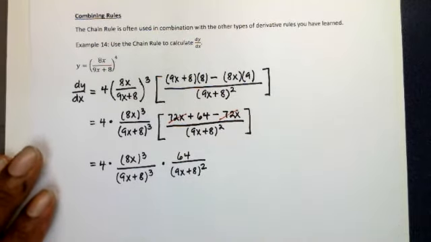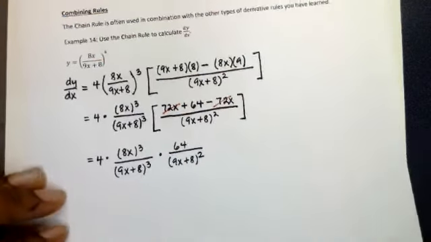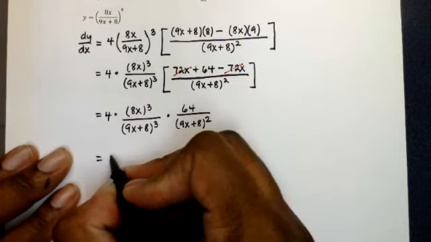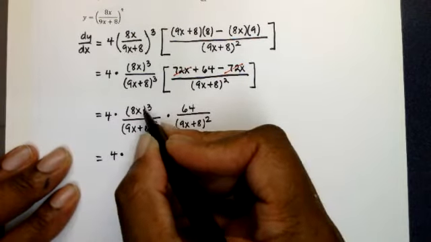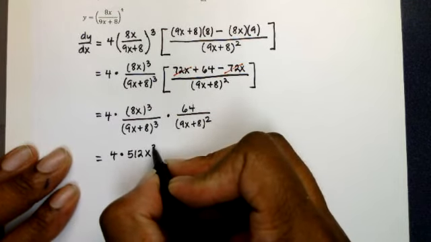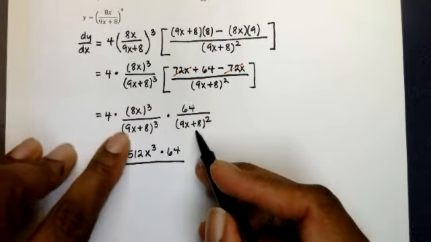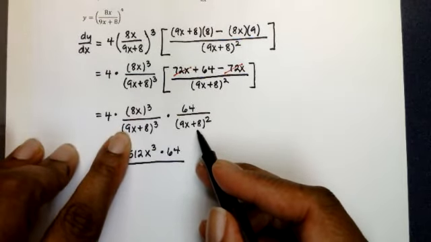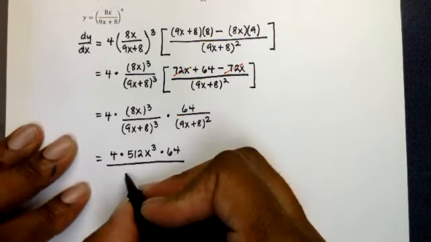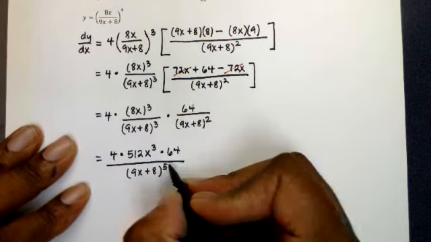All right, in this case here, let me simplify 8x cubed. This will be 4 times 8 to the 3rd, which gives me 512 x cubed, times 64. All that's divided by, notice in my denominator, multiplying powers of the same base, I bring the base over and add the exponents. So that base is going to be 9x plus 8 raised to the 3 plus 2, which is 5.